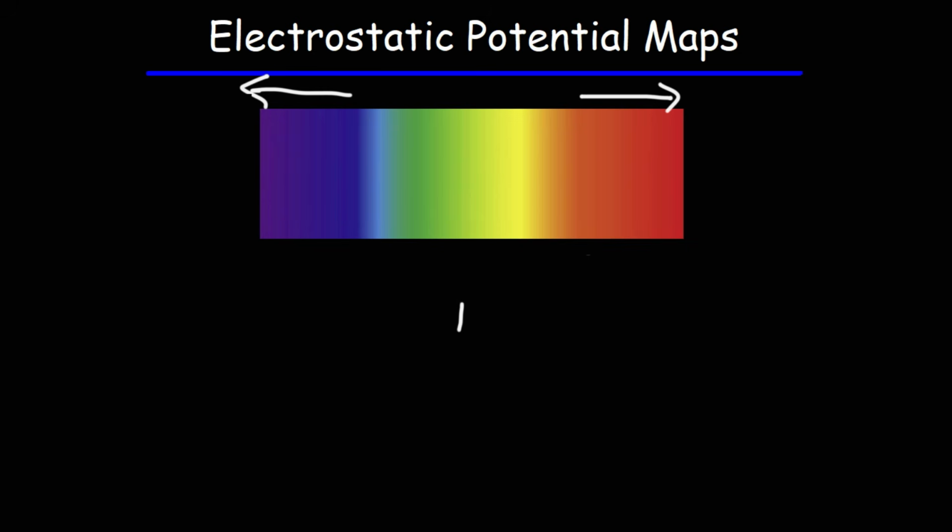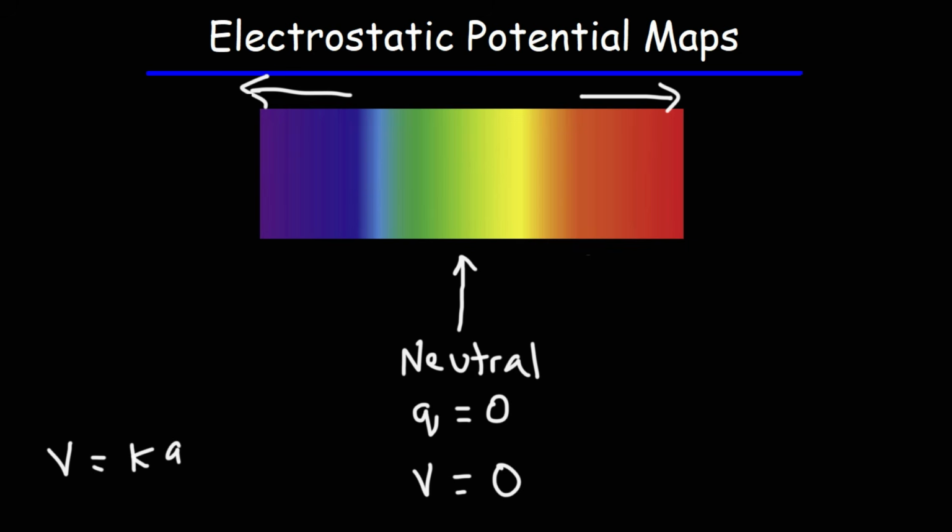So the middle area, that is the green-yellow area, this area is neutral. So think of it as 0 on a number line. It has a charge value of 0, meaning you have an equal number of protons and electrons, so it's electrically neutral. And if there's no charge, there's no potential. The electric potential is 0. V is equal to kQ over r. So if Q is 0, V is 0.